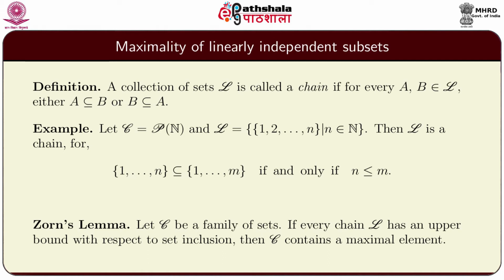What is an upper bound? That is an element of C which contains each and every element of L. Zorn's lemma ensures that a family of sets with respect to set inclusion can have a maximal element provided every chain has an upper bound.